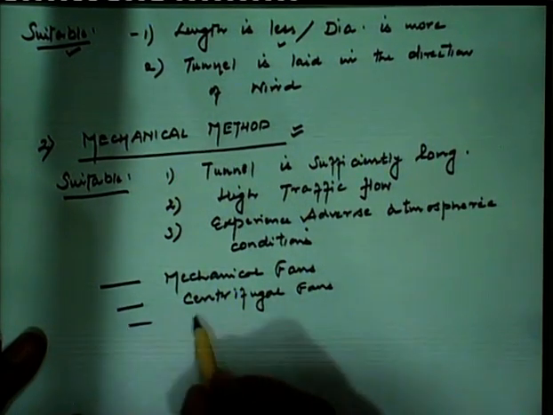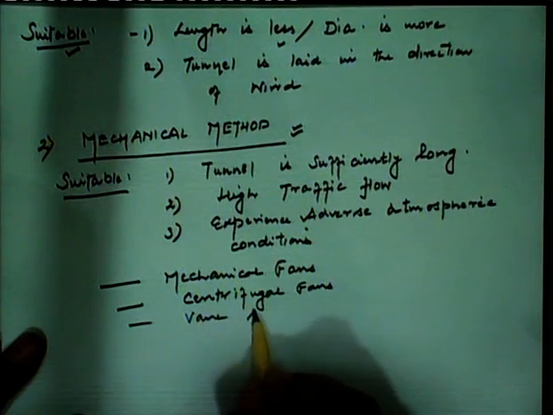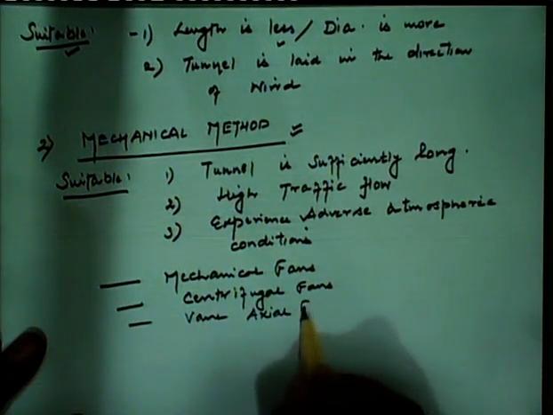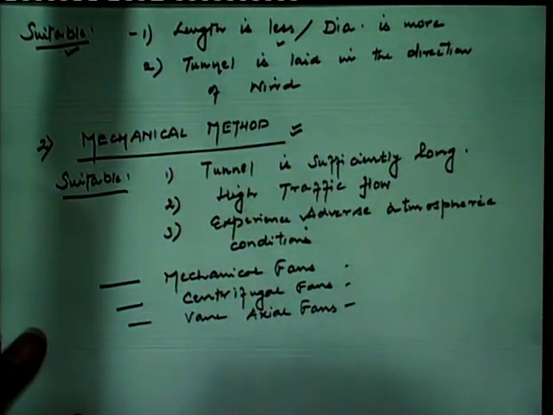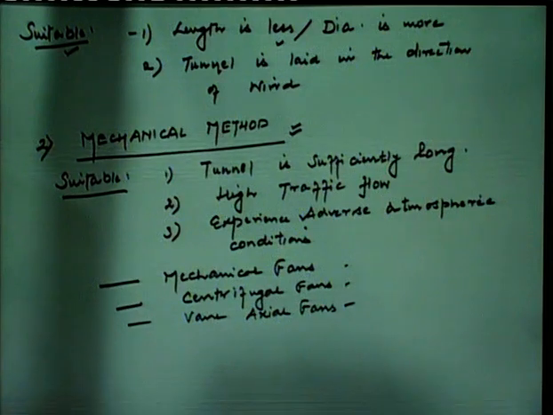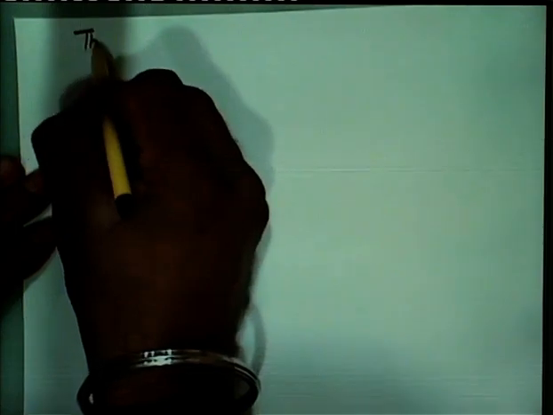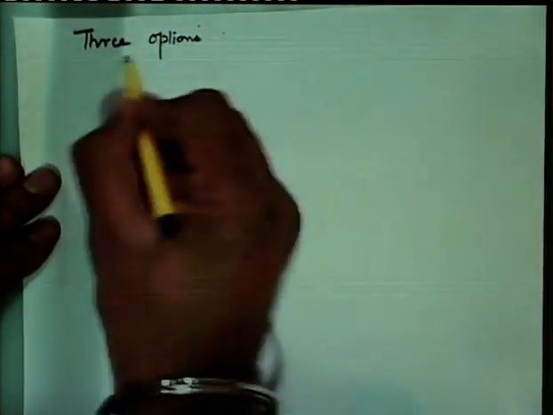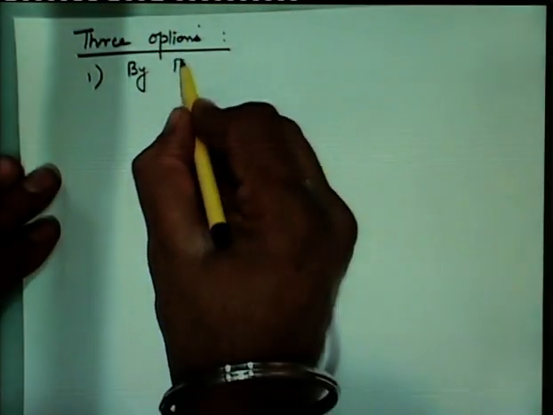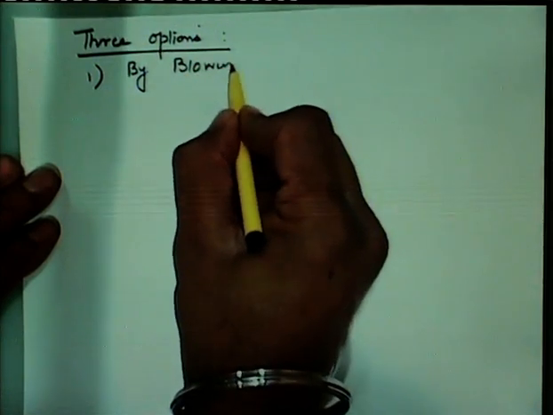There is one more type of fan, the vane axial fans. We have a lot of options. Whatever the condition, we apply that particular fan in those areas. Basically, we have three options here. We mechanically provide fans by three methods. The first method is by blowing air.